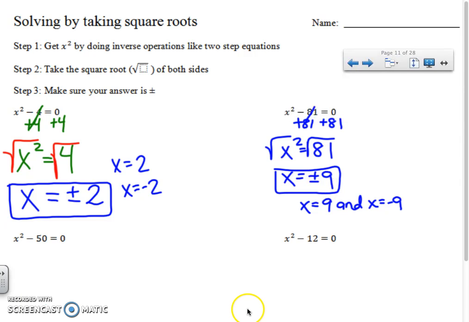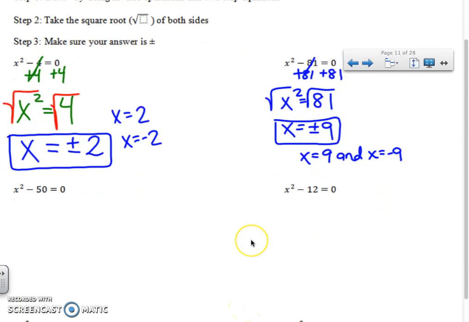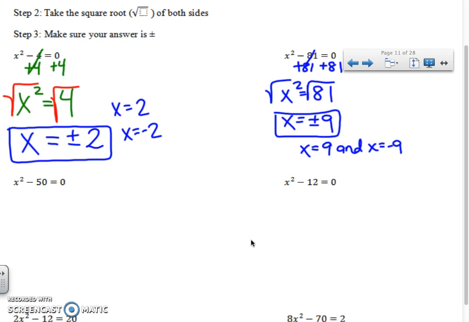So let's take a look at when our numbers are not perfect squares and what we do. So the first thing I'm going to do is add 50 to get x squared by itself. I would get x squared equals 50. I'm going to take the square root. But the thing is, the square root of 50 is not a perfect square. And so what I have to do is simplify it.